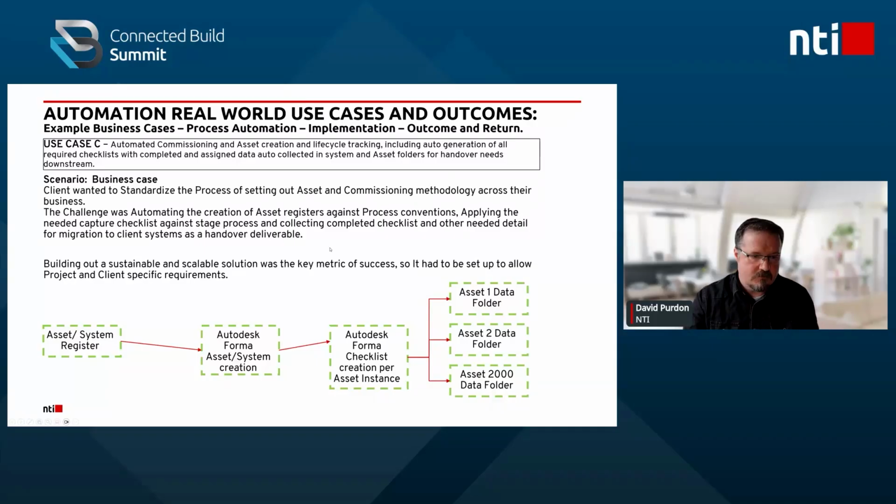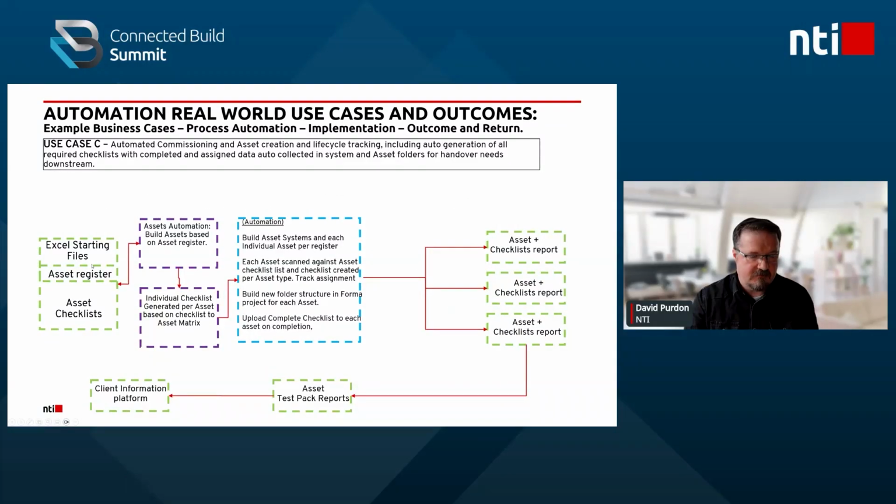The solution was to get the client to specify 2 starting documents: define their asset register at the start of a project, and define a rule set that determined what type of asset got what type of checklist. We were then able to build 2 pre and post automations from it. The pre-automations were to take that Excel file, which is the asset register, and turn it into an asset register in the assets area in Forma by utilizing the register.